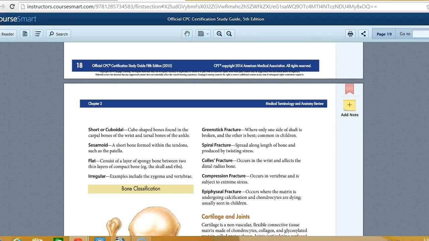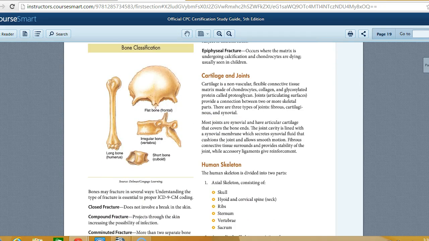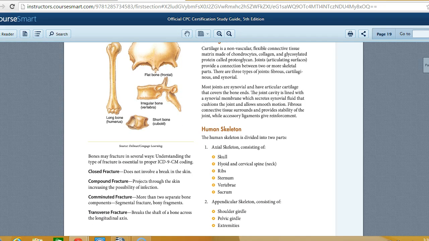You have your short or cuboidal bones, your sesamoid bones, your flat bones, your irregular bones. On down to when it comes to us as coders, we code a lot of fractures. Now, you all, this is going to be very, very important. Make sure you know the difference in your fractures.